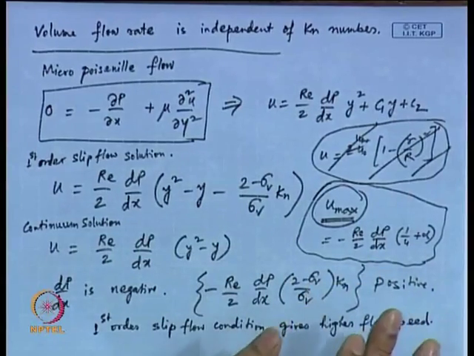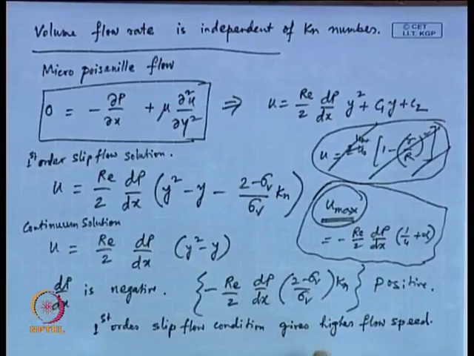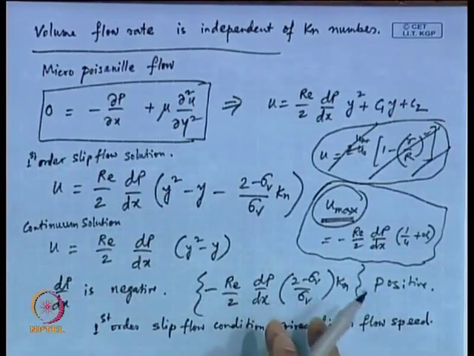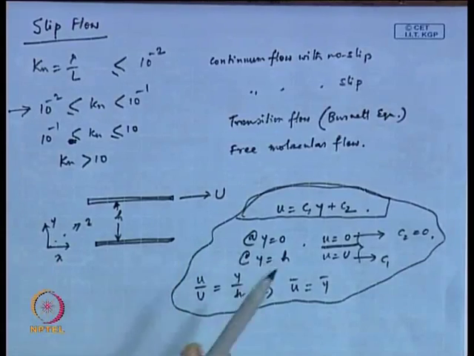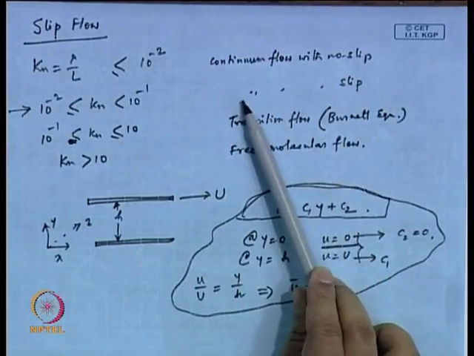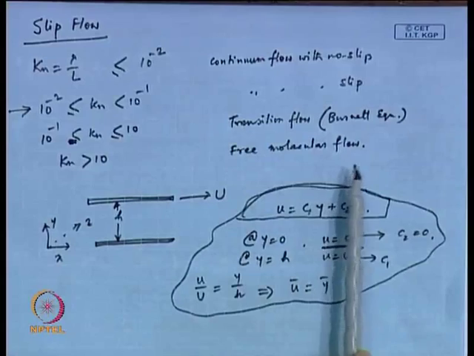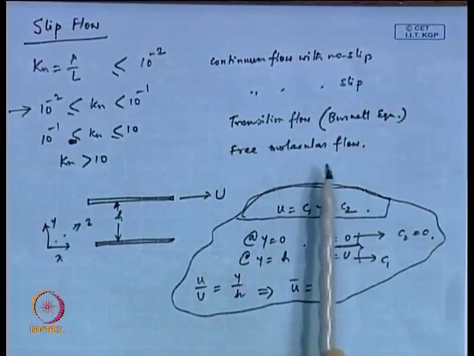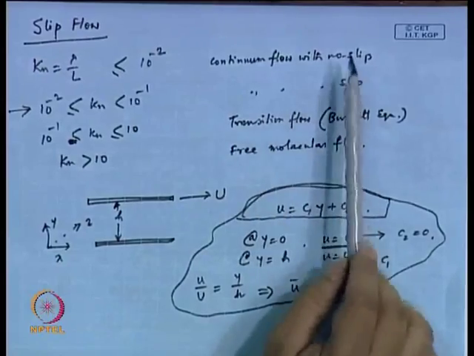So, all these exercises that we do for macroscopic flow can be done with this first order slip flow boundary condition. What we said at the very outset, I would like to go back to once again, because today we are going to end this discussion on slip flow and move to another topic. What I had already said at the outset is that there is continuum flow with no slip, then continuum flow with slip, then transition flow, and then free molecular flow. Now, this free molecular flow is ideally what you should be considering, and continuum flow is at the other end.